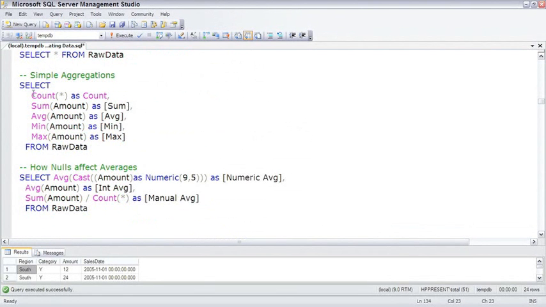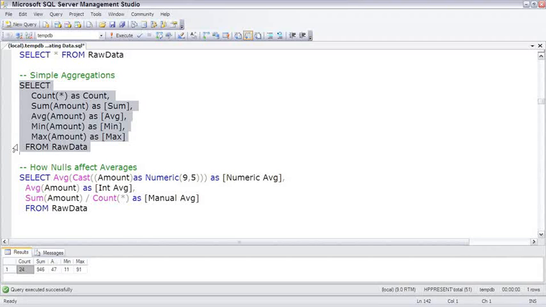Okay, the basic aggregate functions. There's count, sum, average, min, max. And they do exactly what you would expect them to do, for the most part. The key thing to notice here is that the result was only a single row. Look down at the result row. It ended up taking the entire raw data table and giving us one row with the count, the sum, the average, the min, and the max.